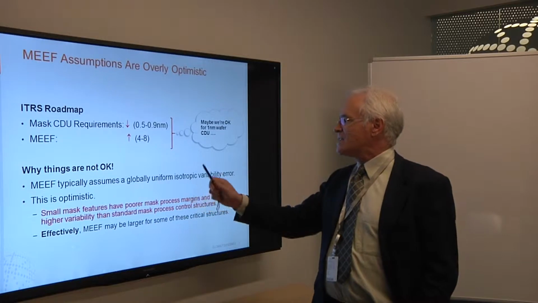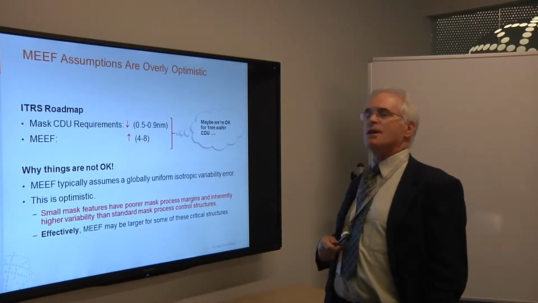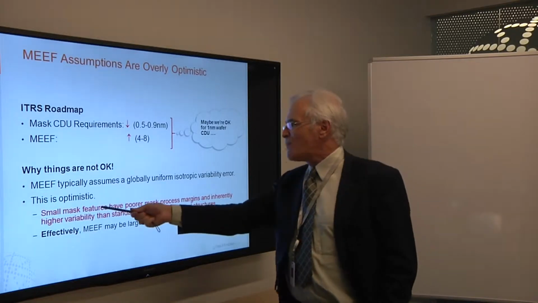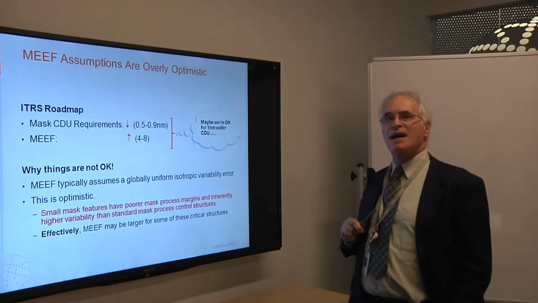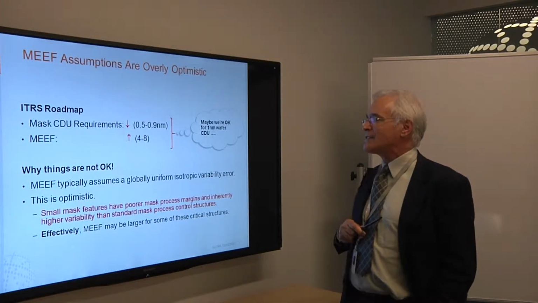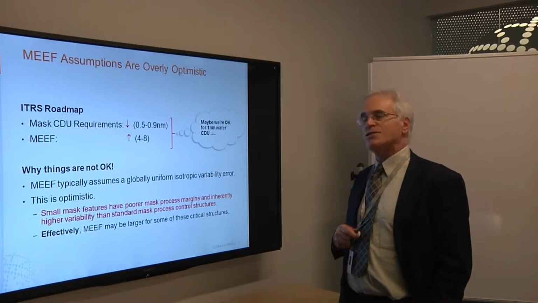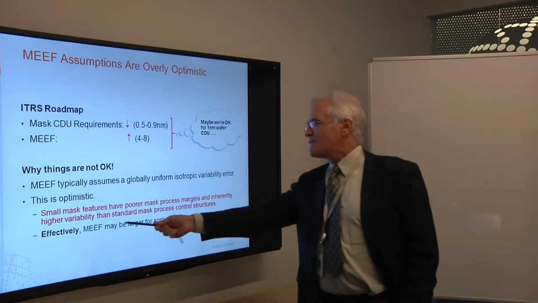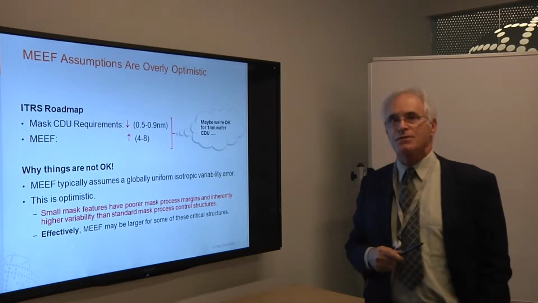MEF traditionally assumes a global uniform isotropic variability error. This is optimistic. In fact, small mask features have poor mask process margin, inherently higher variability than larger mask features. So effectively, and I stress effectively, MEF can be larger for some of these critical structures.